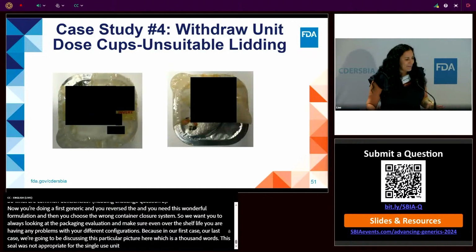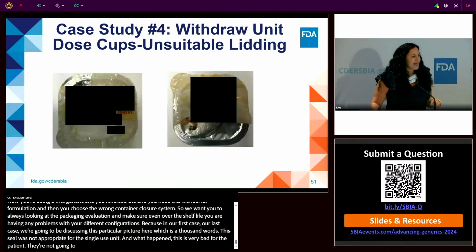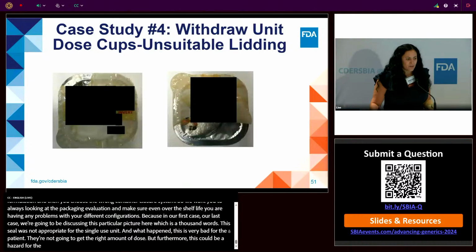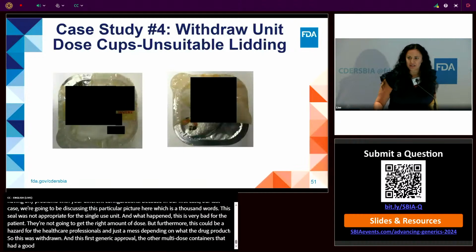And what happened, this is very bad for the patient, they're not going to get the right amount of dose. But furthermore, this could be a hazard for the healthcare professionals and just a mess, depending on what the drug product is. So this was withdrawn. And this first generic approval for the multi-dose containers that had a good seal, they were fine, and they were able to get first generic approval. However, this one is not acceptable.